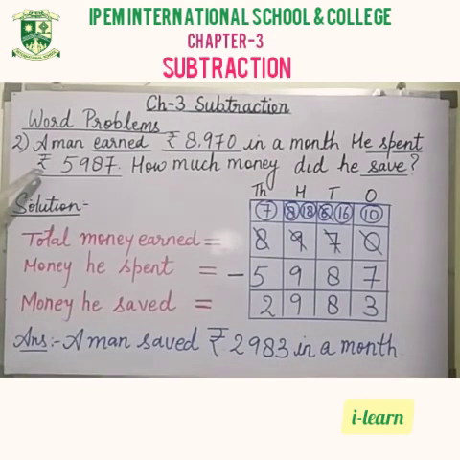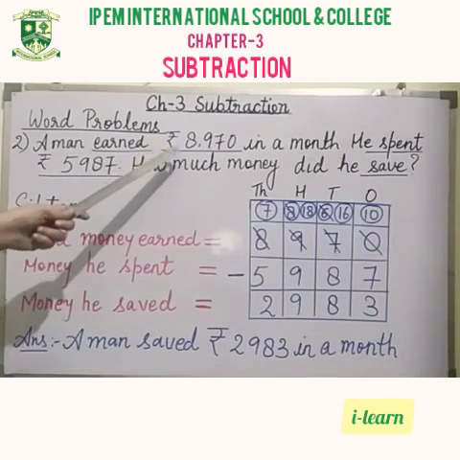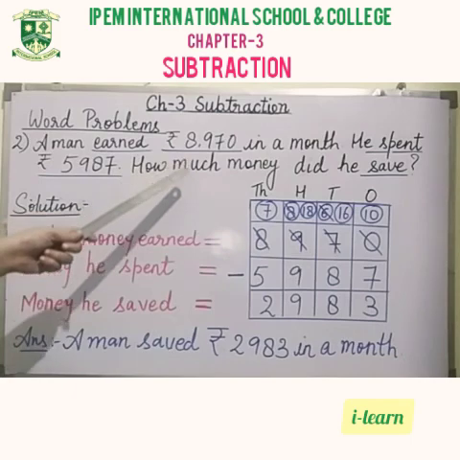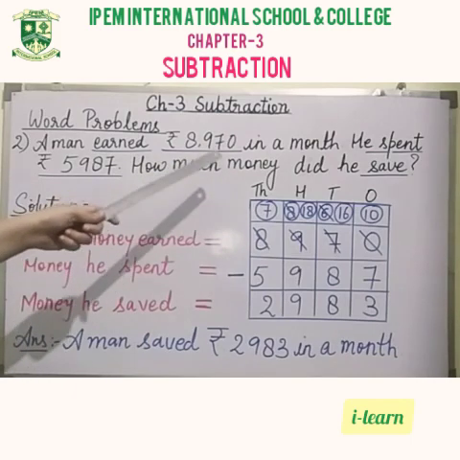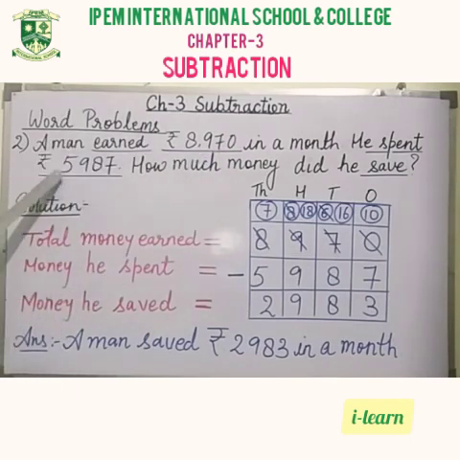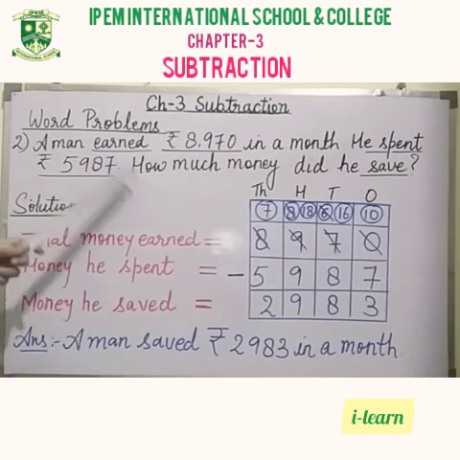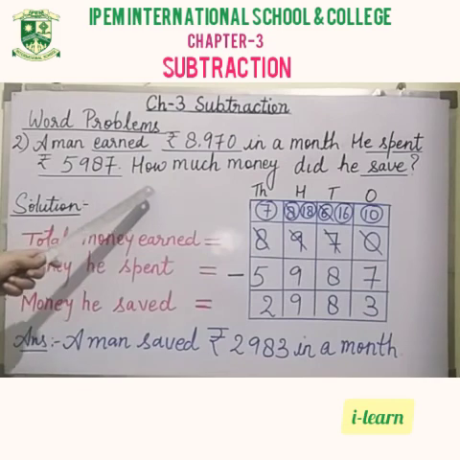Children, now see the second example. A man earned 8,970 rupees in a month. He spent 5,987 rupees. How much money did he save?